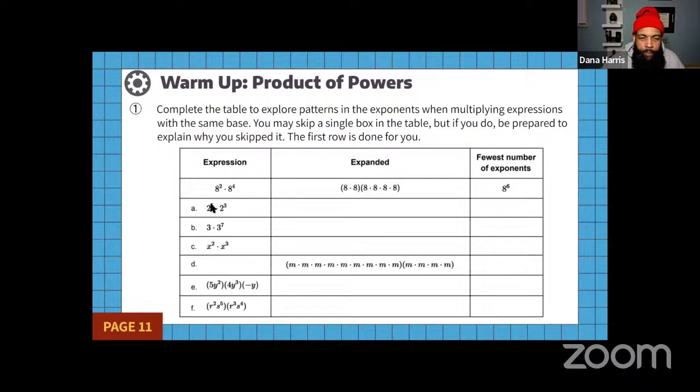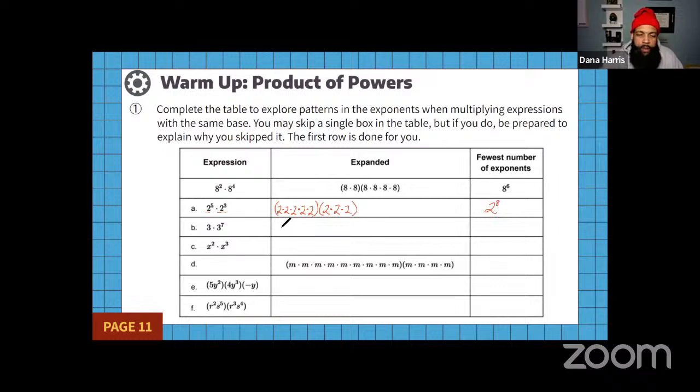I have 2 to the 5th power times 2 to the 3rd power. Notice they have the same base. Let's write them in expanded form. So I'm going to have 5 factors, all being 2. So 1, 2, 3, 4, 5. And then I have 3 more factors of 2 for the 2 to the 3rd power. Okay, so now if we count all these 2s, 1, 2, 3, 4, 5, 6, 7, 8, I have 8 2s, right? So I can say 2 to the 8th power.